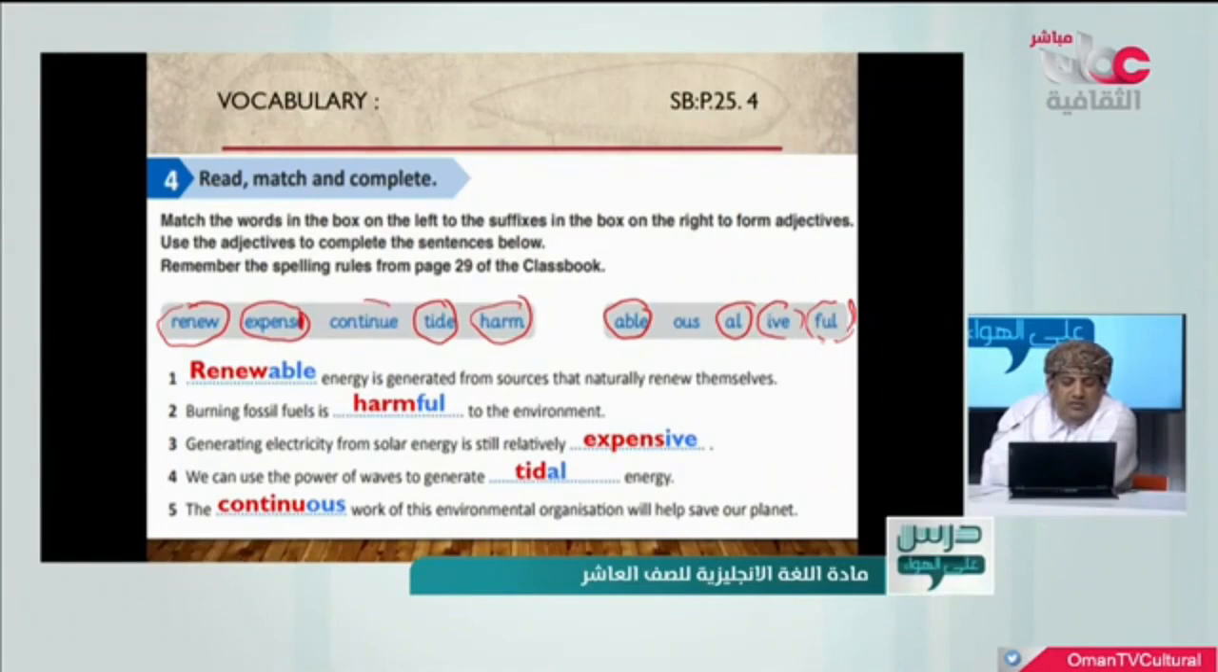Number 3, the continuous work. We use continue and -ous. As you know, here we have the letter e. We omit the letter e, and we add -ous. The continuous work of the environmental generation will help save our planet. I want you to write this quickly. Check your work.